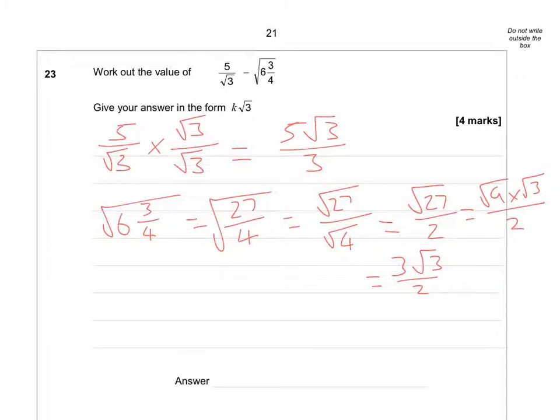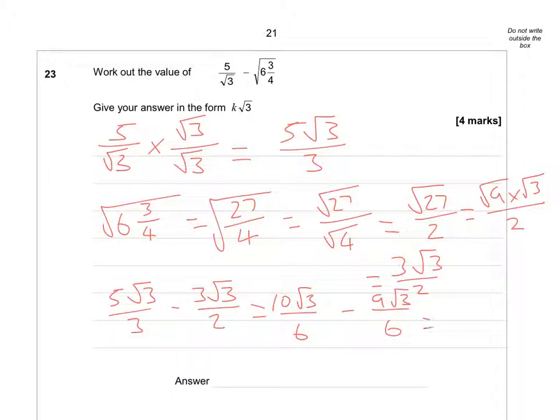To subtract these fractions, I've got 5 root 3 over 3, take away 3 root 3 over 2. I need to make the denominators the same, so I'm going to make these over 6. I did that by multiplying the first fraction by 2, so I've got 10 root 3, and multiplying the second fraction by 3, so I've got 9 root 3, which means I've got 1 root 3 over 6, or just root 3 over 6.